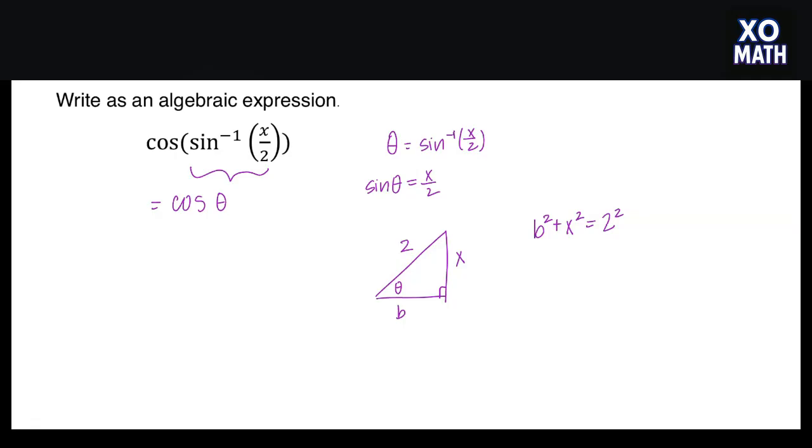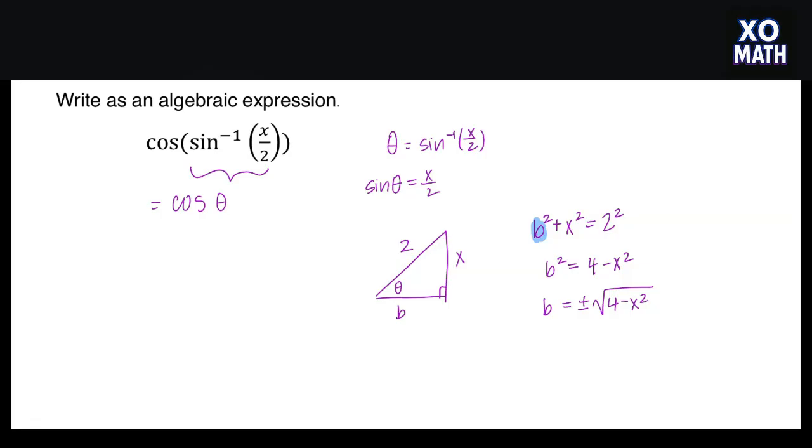And I'm going to highlight b to remind myself that that's what I'm solving for, because it could get a little tricky since there are two variables involved. So to isolate b, I'm going to subtract x squared to the other side. So I have b squared equals 4 minus x squared. So b equals plus or minus the square root of 4 minus x squared.